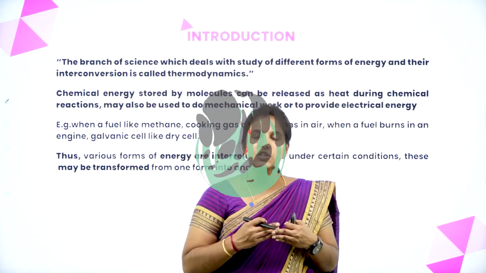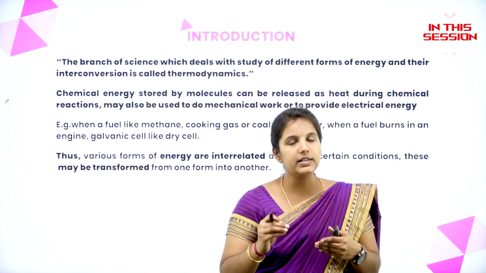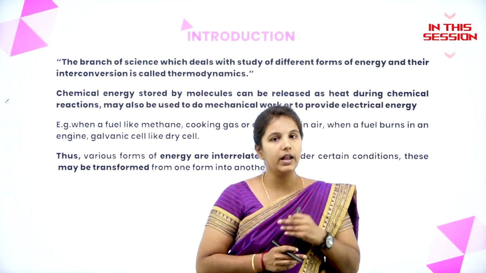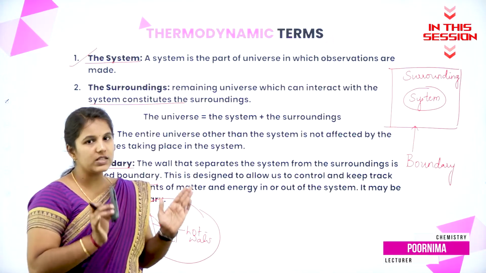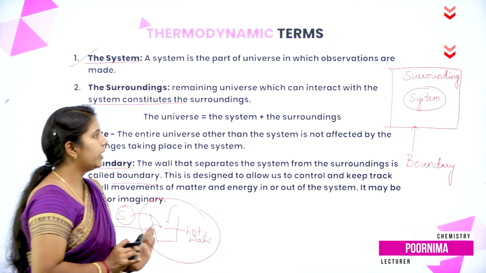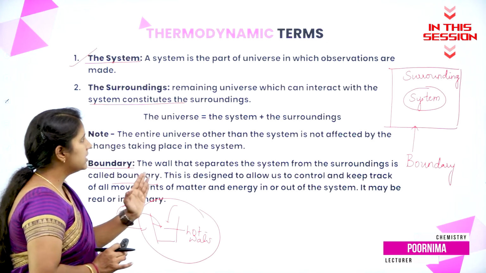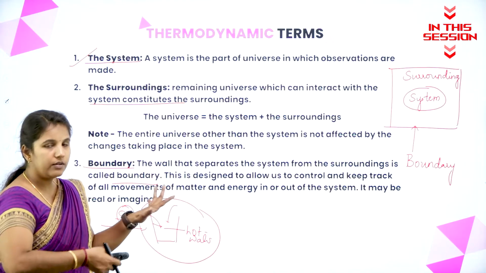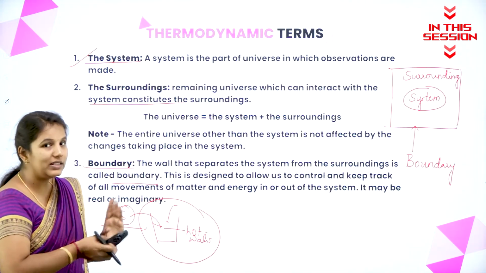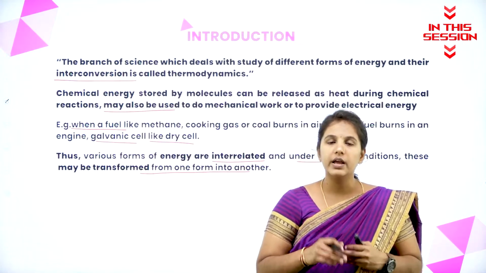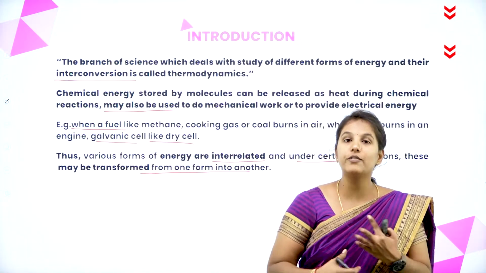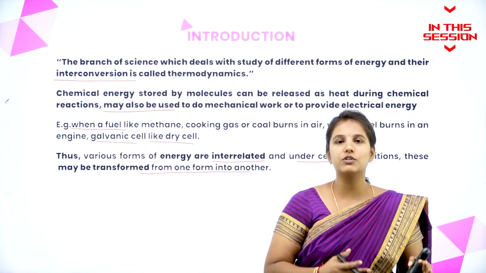During a chemical reaction, either heat can be absorbed or heat can be liberated. A boundary is an imaginary line which always separates the system from the surrounding, whereas the surrounding is the remaining universe which always has an interaction with the system. It is the only branch of chemistry where we study the different forms of energy, its interconversion and its use.